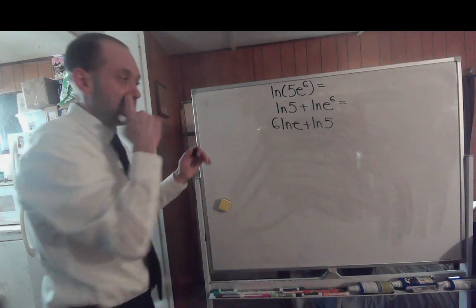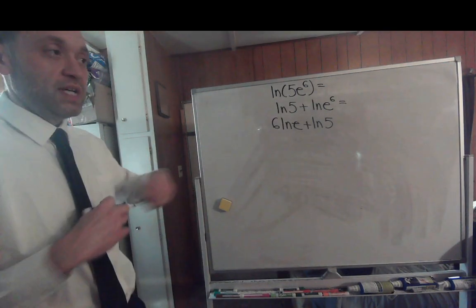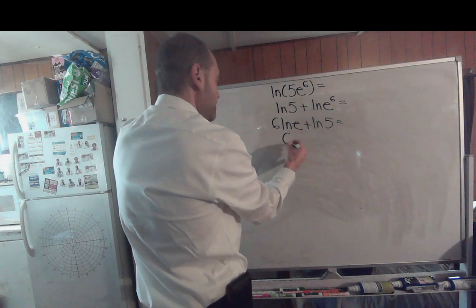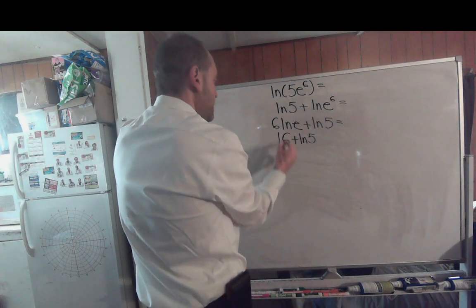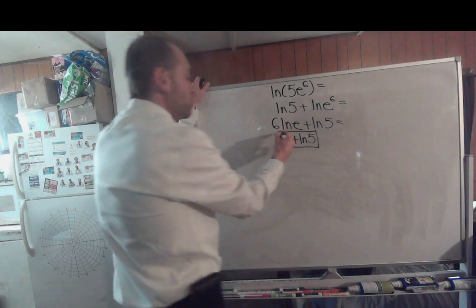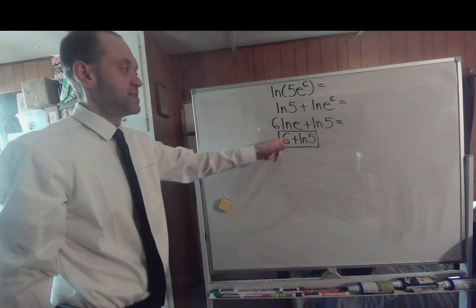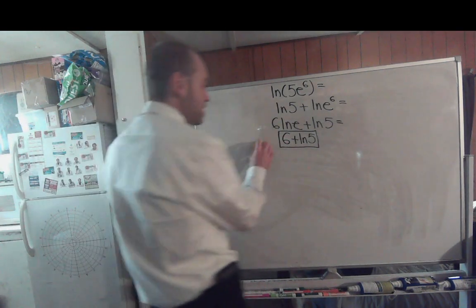Now, what is the natural log of e? So e to the what power equals e? That would just be 1, right? So what you should end up with in the end is 6 plus the natural log of 5. And that's the best you could get. If you want an exact answer, we could get decimal answers, but this is the exact answer, 6 plus the natural log of 5.